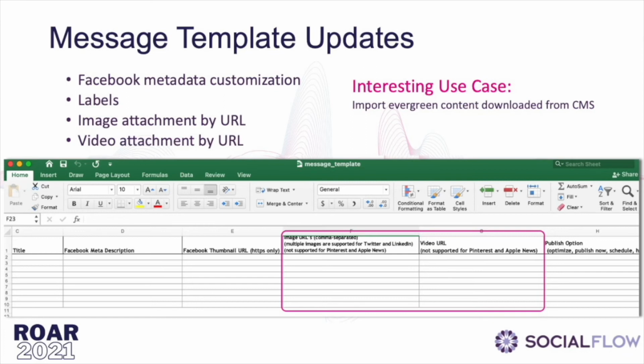So you can add or customize Facebook metadata now in the template. You can add labels as you're importing content through the message template. And you can even upload images and or video by way of URL. Unfortunately, you can't just attach an actual file into the spreadsheet and import it that way. But if you have the URL to that image, wherever it's hosted, or to the video, wherever it's hosted, you can put that into the spreadsheet and we'll be able to take the media from that URL and attach it to the post or the tweet as you're distributing it. So those are some really great enhancements to the message template that should help some folks get their content into our system.